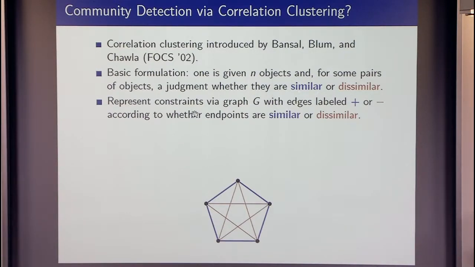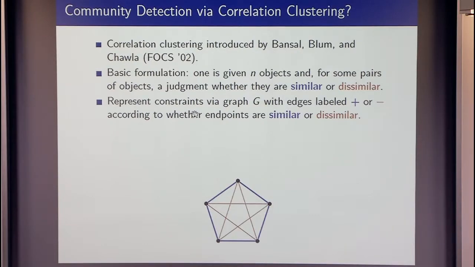And in its most elementary plain vanilla formulation, it says that you're given n objects. You can view them as nodes in a graph. And for some of these objects, you give a judgment or an assessment of how similar or dissimilar the objects are. So for example, here you have a graph, and objects that are similar are connected by blue edges, those that are dissimilar by orange edges.